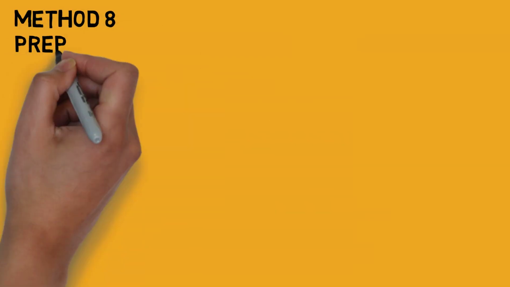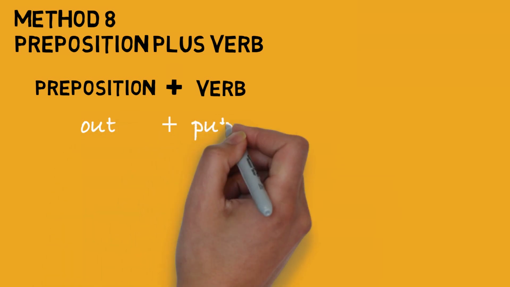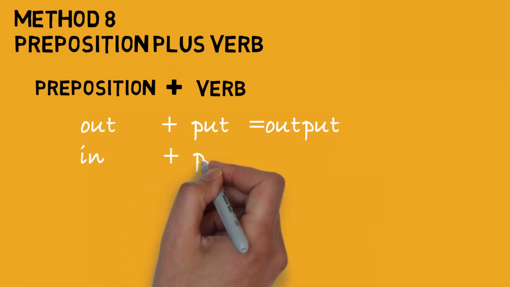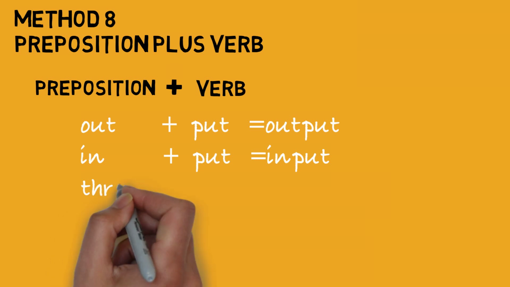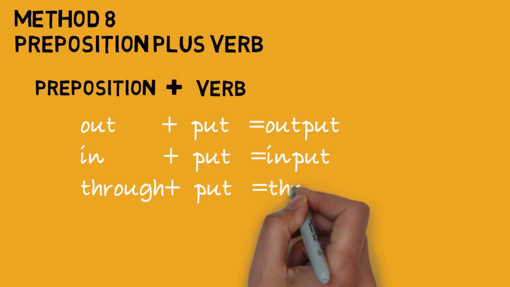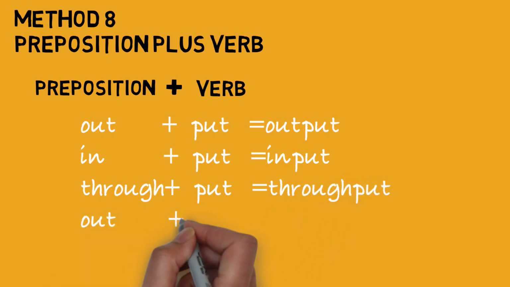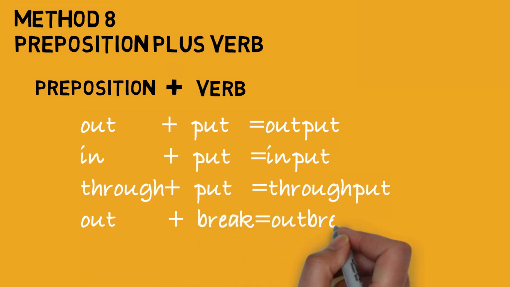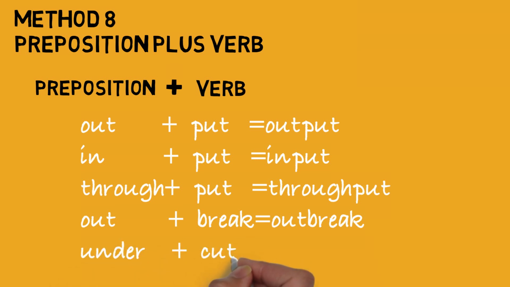Next, the eighth way to form compound nouns is by combining prepositions and verbs. For example, out is a preposition, put is a verb. Together, they form output, a new word, totally unrelated to the two words that were put together. The next word is input. In is the preposition and put is the verb. And together they form a new word, input. In the same way, throughput, outbreak, and undercut.